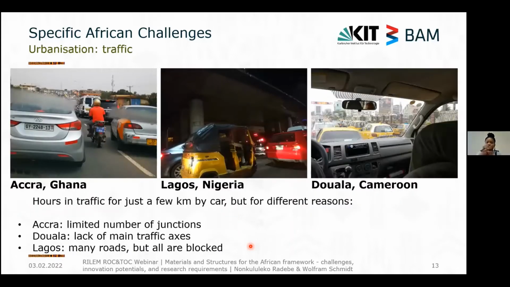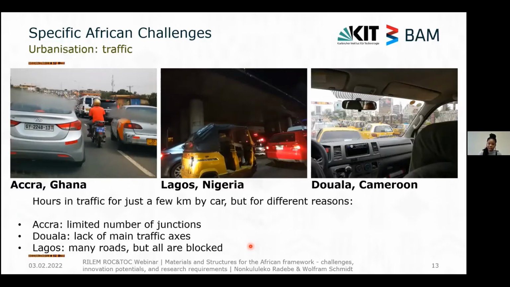And on top of all of this, we have more issues such as traffic. So over here you have Accra, Lagos, and Cameroon. These are very vastly different cities, but they all experience similar issues when it comes to traffic, although the issues are based on different things.